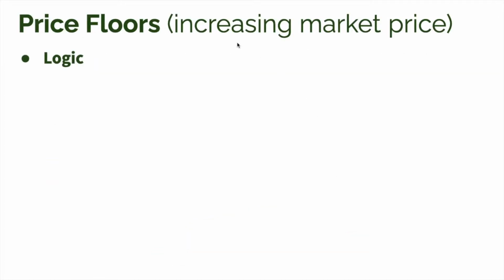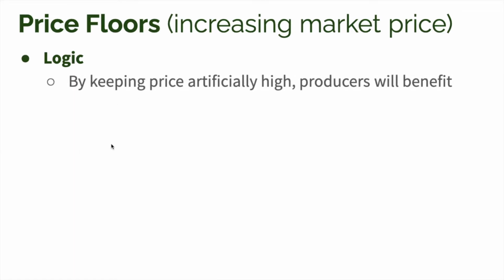Price floors, as I mentioned, increase the market price, and the logic behind this is that by keeping prices artificially high, producers are going to benefit. If the government is keeping a price higher, that's not going to benefit consumers, it's benefiting producers. An example of this might be something like minimum wage. So, in a labor market, the workers are actually the producers and the employers are the ones paying for something, right? Well, if the government feels that the equilibrium wage is too low, they might set a floor or a minimum wage in that market.